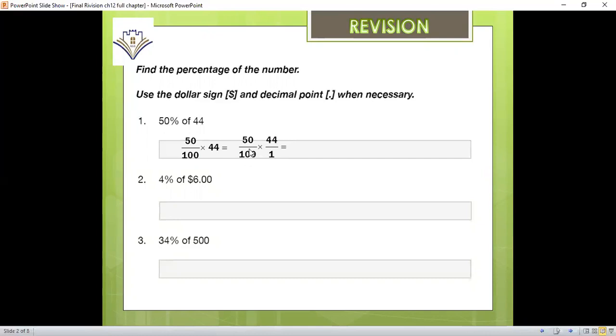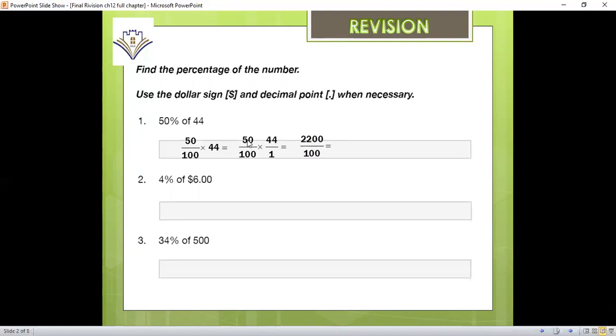You can simplify 50 over 100, both of them divided by 10, or divided by 2, or divided by 5, or divided by 50. And 44 and 100, both of them divisible by 4, or divisible by 2. Or we can multiply numerator by numerator and denominator by denominator. All of them are correct.